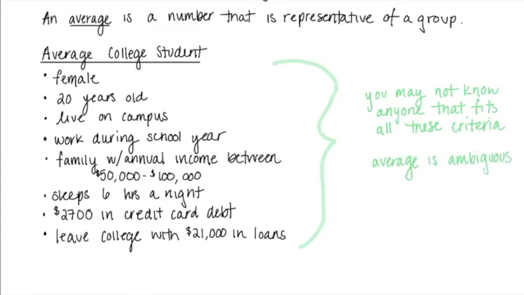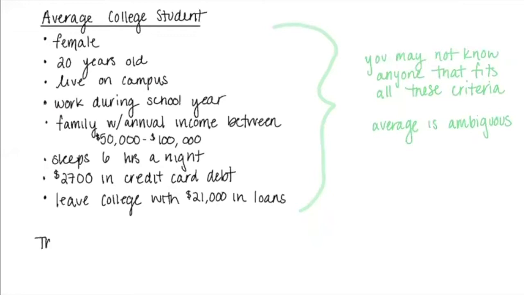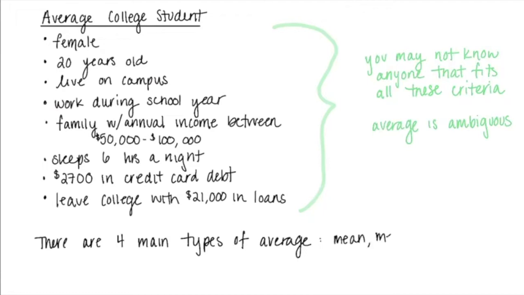So we have a couple different things that we use to describe averages. And typically we're going to work with numerical data. We're not going to throw in these other categories that talk about where they live, where they work, that kind of stuff. We're going to deal with everything dealing with numbers. So ultimately, there are 4 main types of average, and we're going to go through each of them. We have the mean, the median, the mode, and the mid-range.